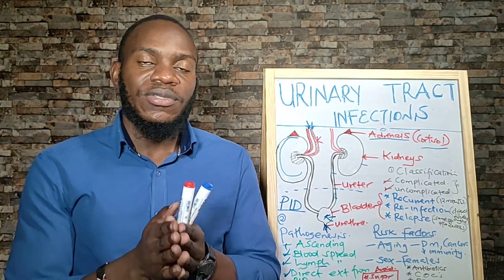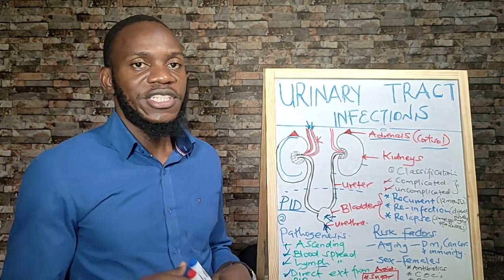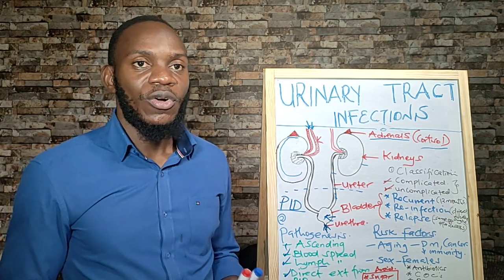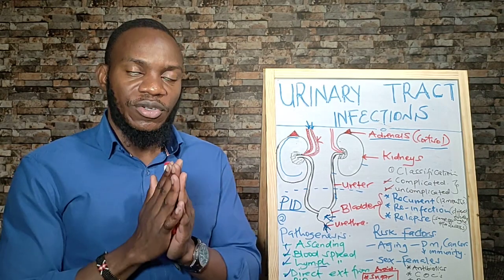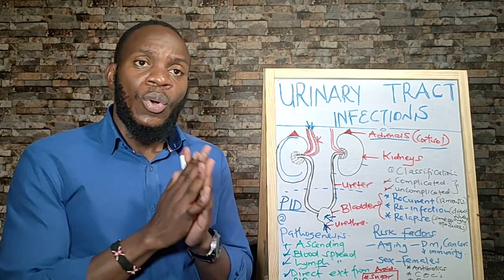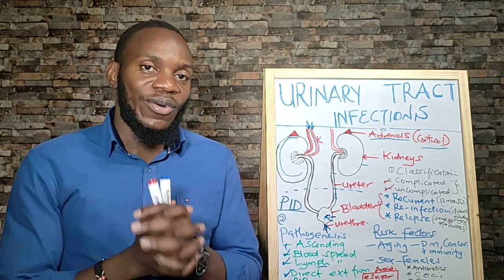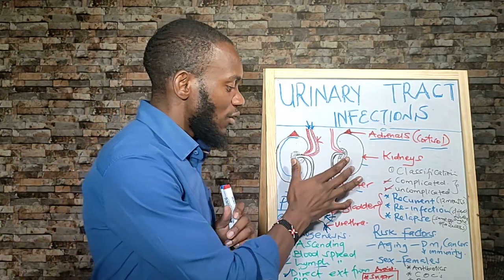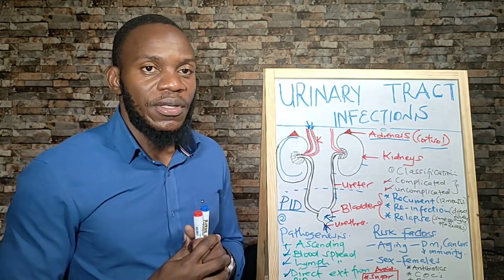And what are the aims of treatment? Because you cannot just treat an infection without having a goal. So the aims of treating urinary tract infection, one is to protect our kidneys and other organs, because our kidneys play a very large role in our bodies.